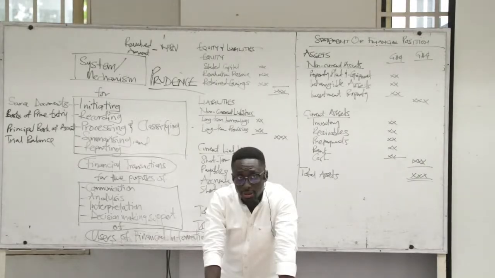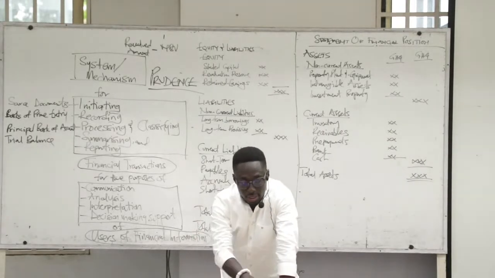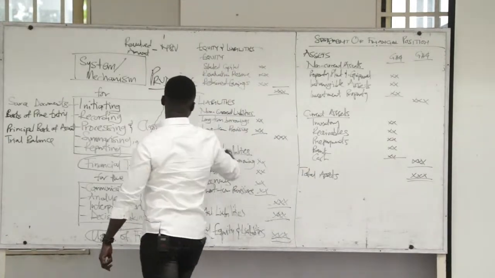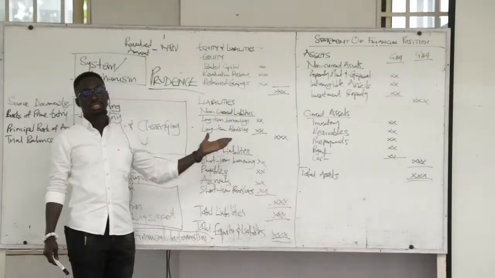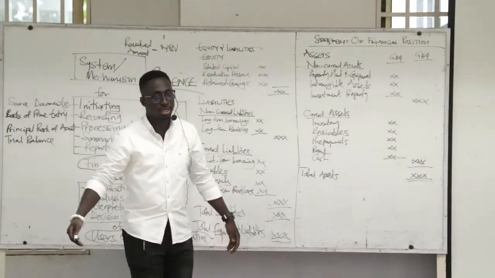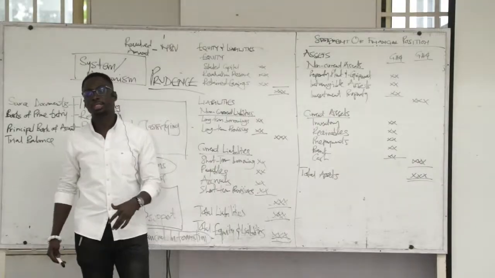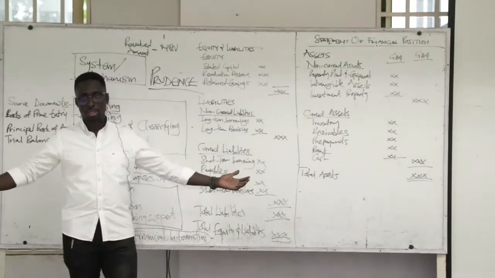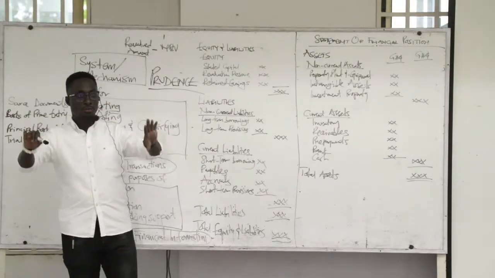Does it make sense? Good. So that's what tends to happen, and that is what provisions are. Now that you know provisions, the long-term part is that which is due after a 12-month period, and the short-term part is that which is due within a 12-month period. I hope that is clear. So we are all fine.